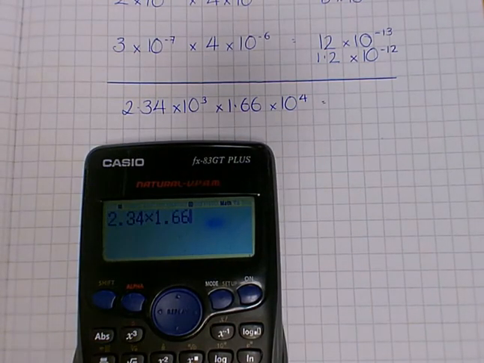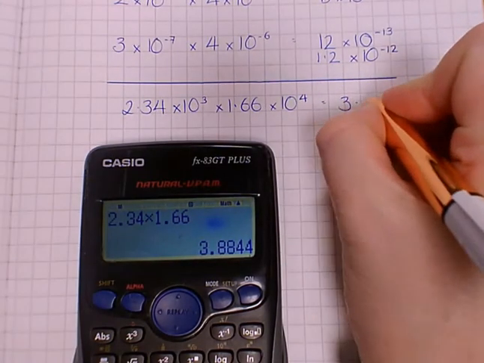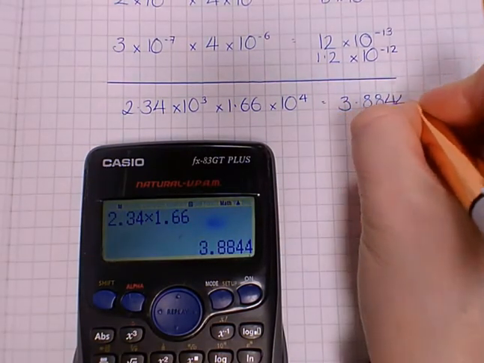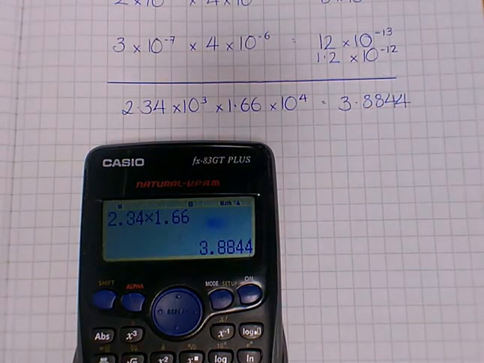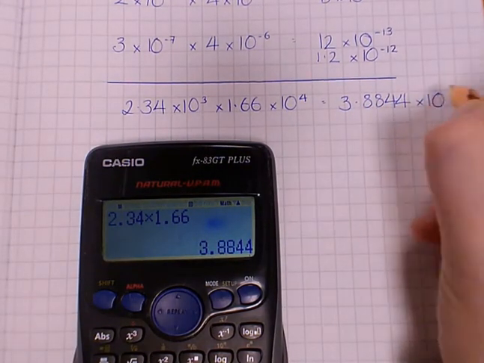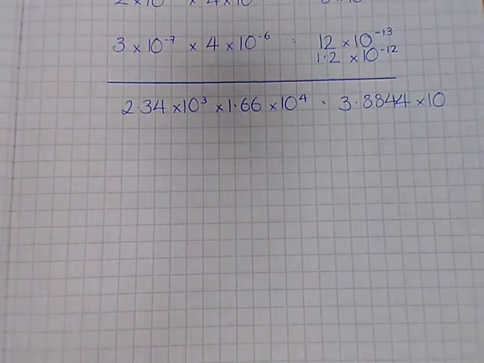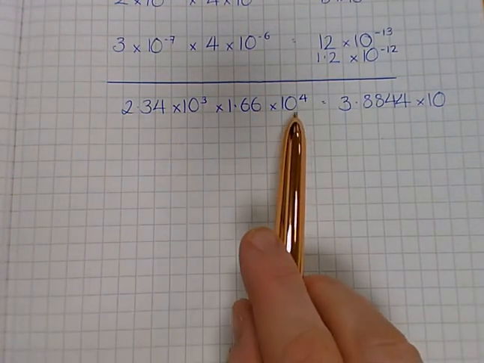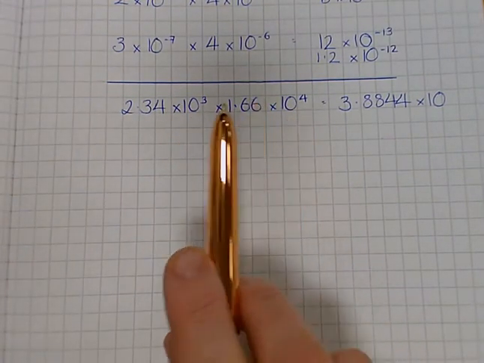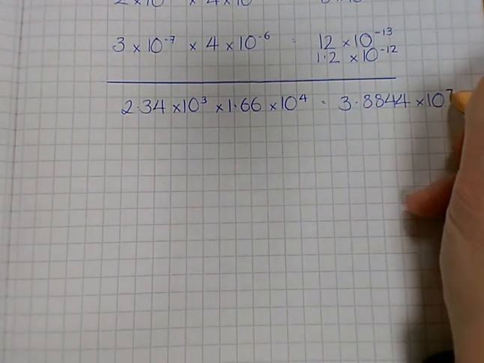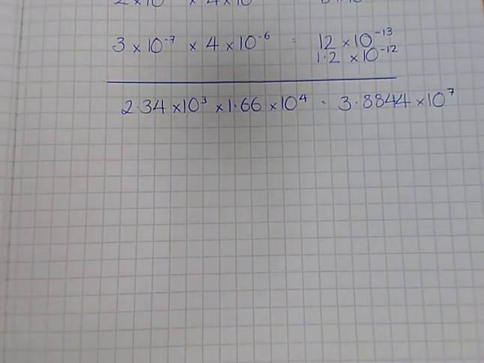So I do that on the calculator. I'm going to get 3.8844, and then I'm just going to use the same method with my powers. I've got 10 to the power 3 multiplied by 10 to the power of 4, so I'm going to add the indices to give times 10 to the power of 7.